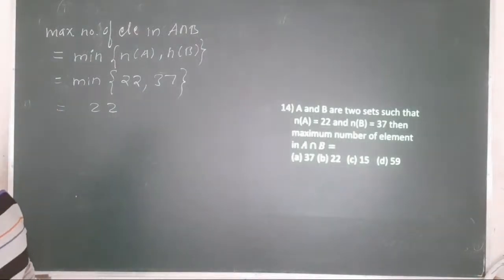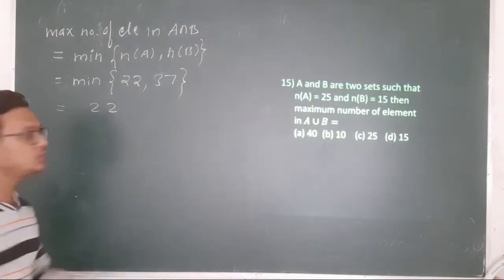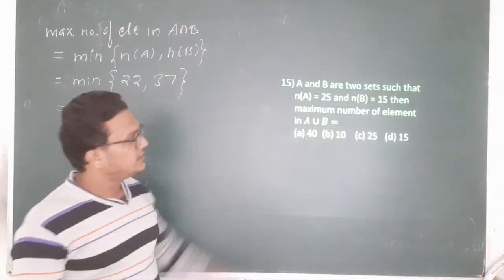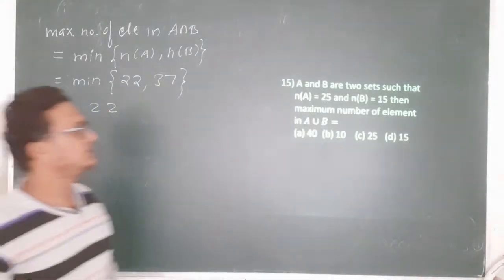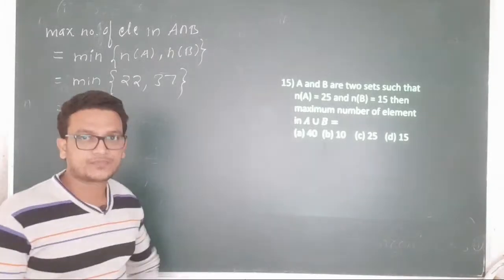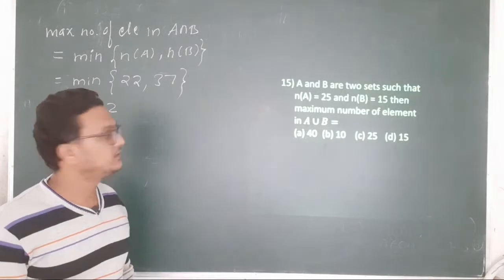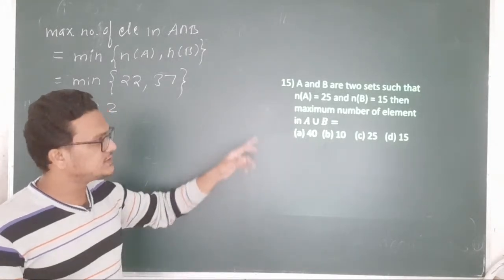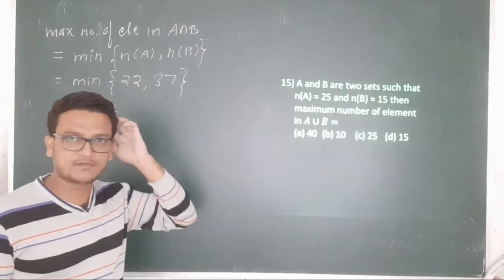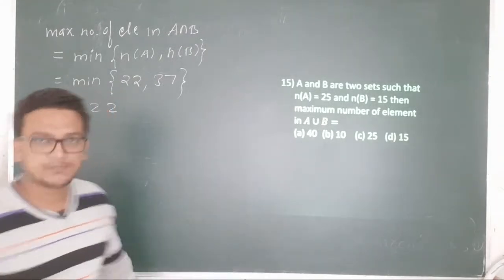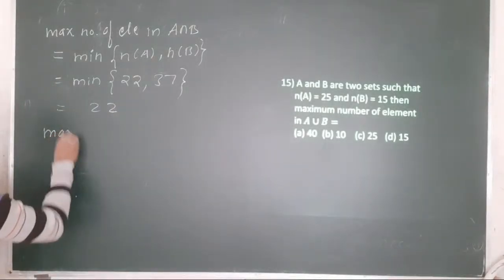Okay, let us take one more similar type of example, but for union now. A and B are two sets such that n(A) is 25, n(B) is 15. Then find the maximum number of elements in A union B. For this also there is again a formula. How to write that formula?